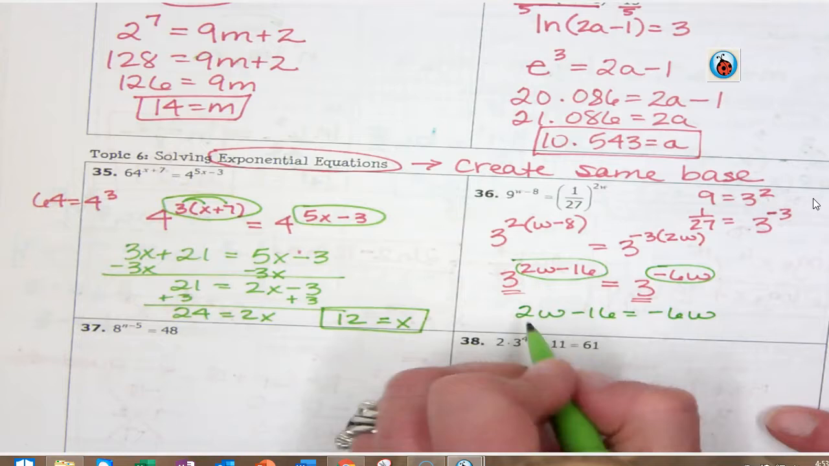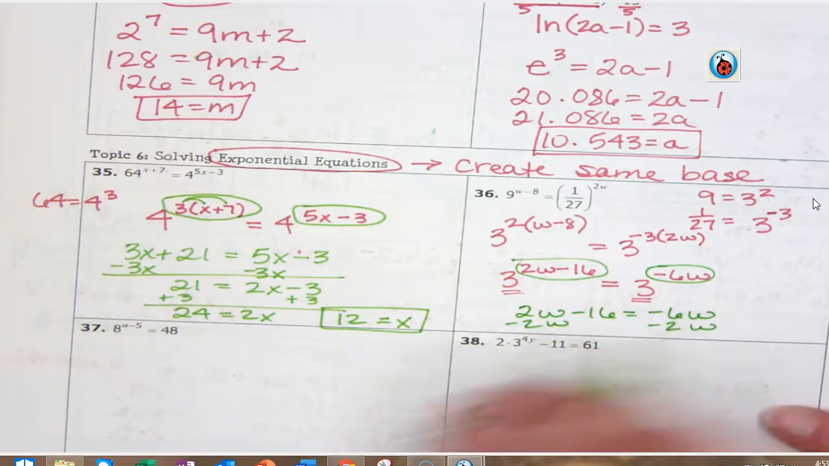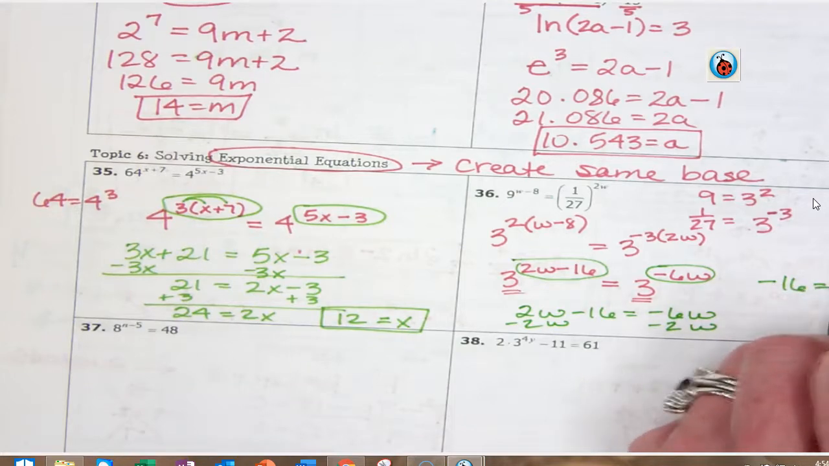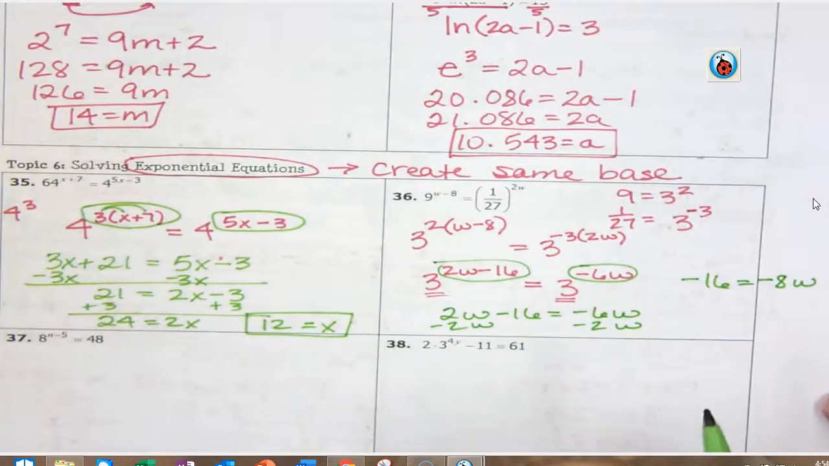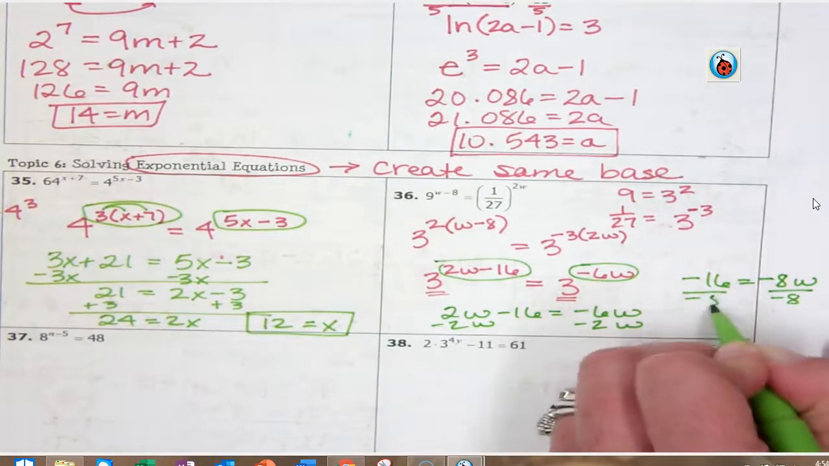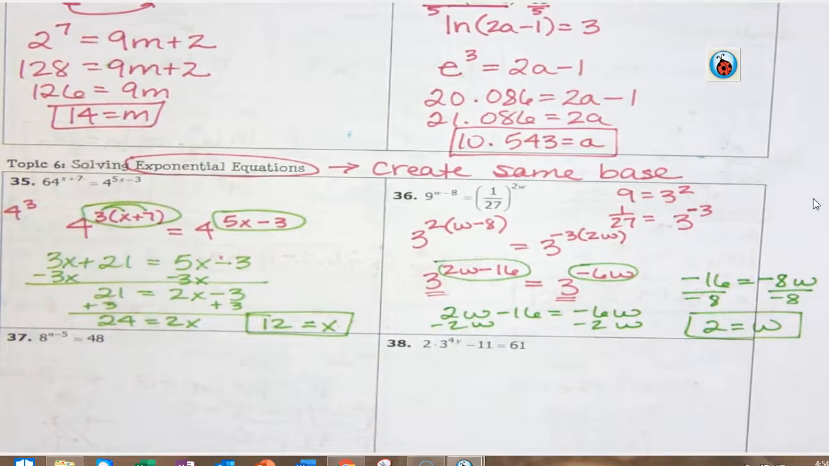If I subtract 2w, I'm going to be left with negative 16 equals negative 8w. Divide by negative 8, and I get 2. Alright? So that is where you can create the same base.